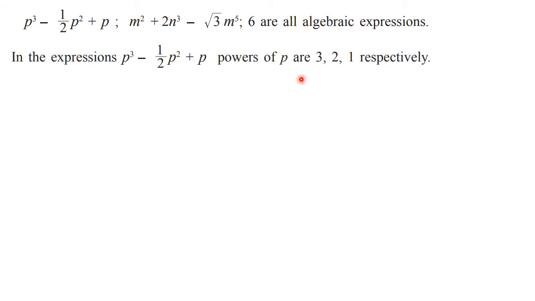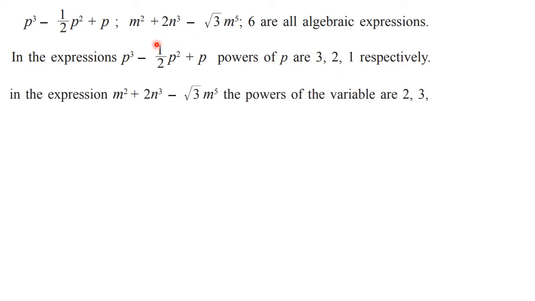Now in the first expression, you can see the powers of p. The index which you see is called power. So the powers of p are 3, 2 and 1. Here nothing is seen but the power is 1. So here the powers are 3, 2 and 1 respectively.